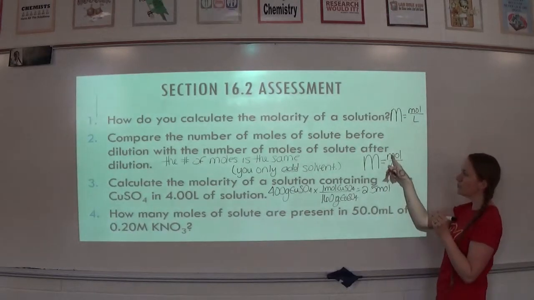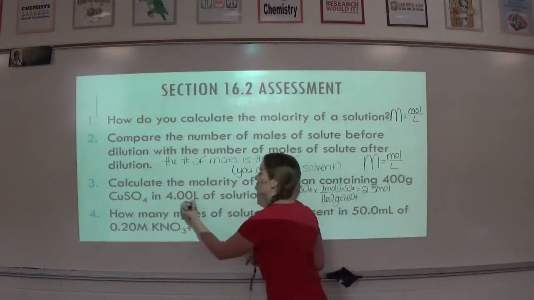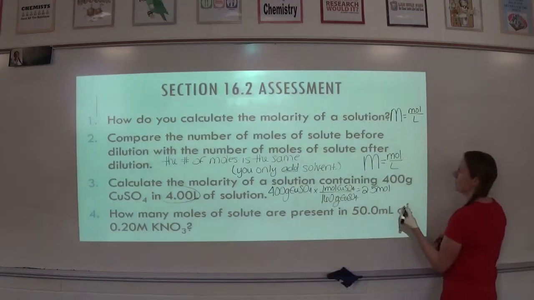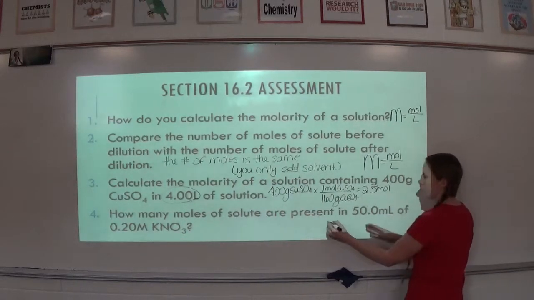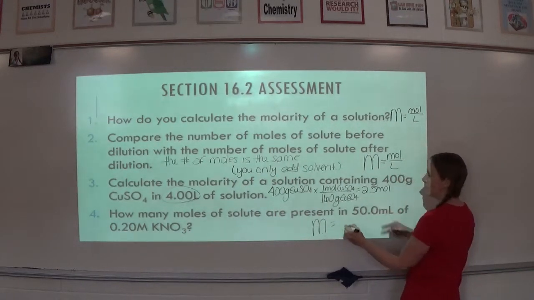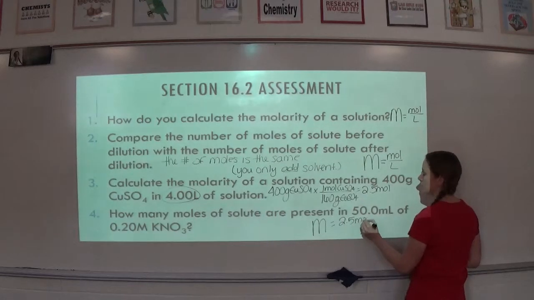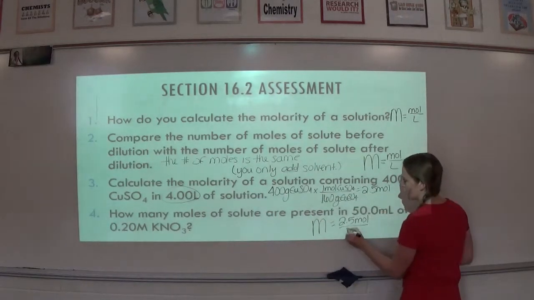So now I have moles, and if you look, they gave me liters right here. Okay, so then I can plug into my formula. So I'll just do it down here. Molarity equals my moles, which is 2.5 moles, divided by my liters, which is 4 liters.